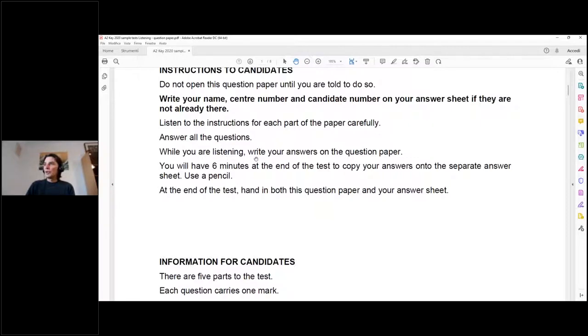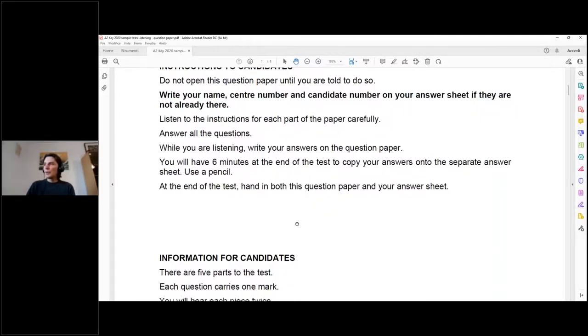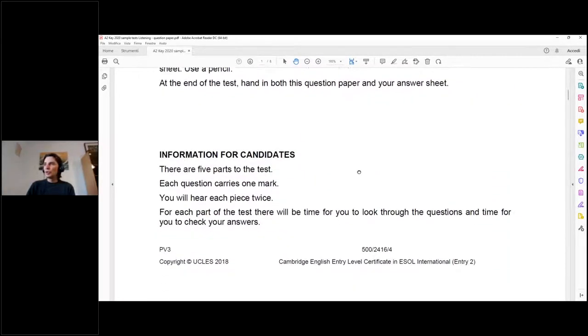While you are listening, write your answers on the question paper, okay? You will have 6 minutes at the end of the test to copy your answers onto the separate answer sheet. Use a pencil. Okay, these are all instructions that they will repeat during the course.